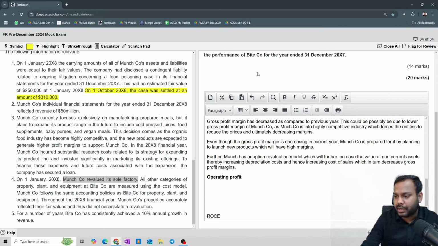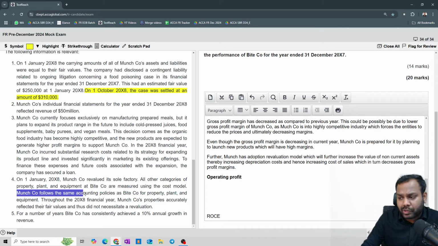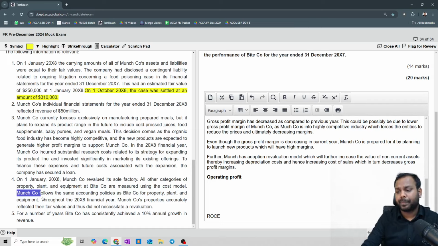So, it's written here. In 1 January 2008, Munch company revalued its sole factory, just factory. All other categories of property, plant and equipment at Byte company are measured at cost model. So Munch company follows the same accounting policies as Byte company for property, plant and equipment. So it is written, no. That's what we are following, Sadavrat. Okay.